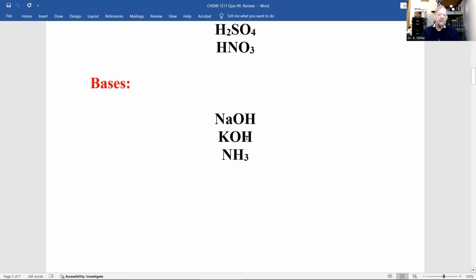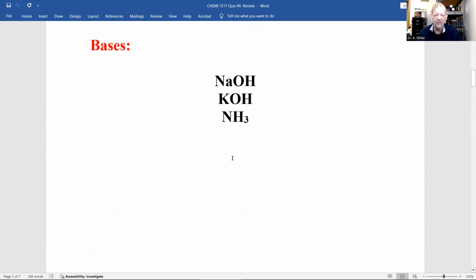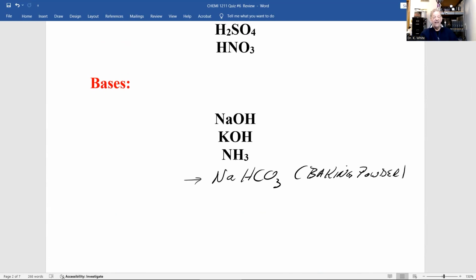All right, now bases you should know: NaOH, sodium hydroxide, KOH, potassium hydroxide, NH3, ammonia. I don't have it here, but I should write it down. This is sodium bicarbonate, otherwise known as baking soda. And you should know that also is a base, and its structure.